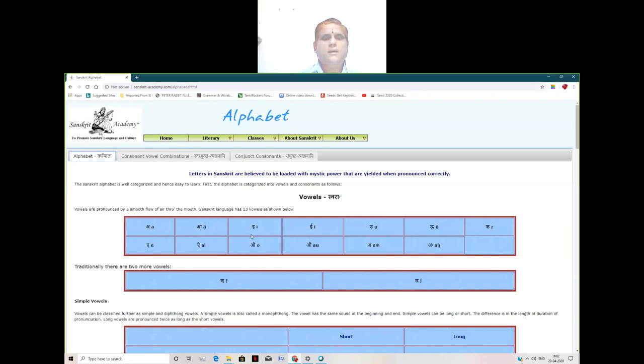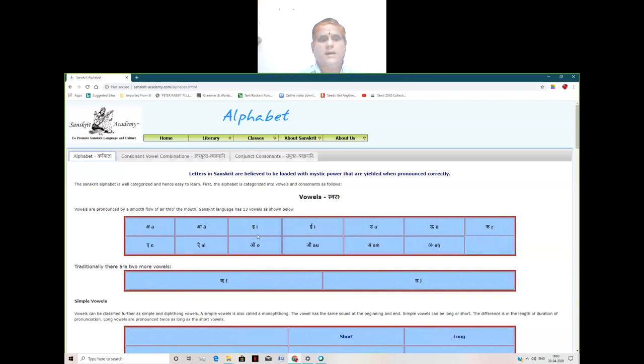A, E, U, R. Here, there is a letter given separately. These two are given separately here for you to understand. But when you write, then A, I, O, Au, Aha. So this is the manner you have to write, in this order.